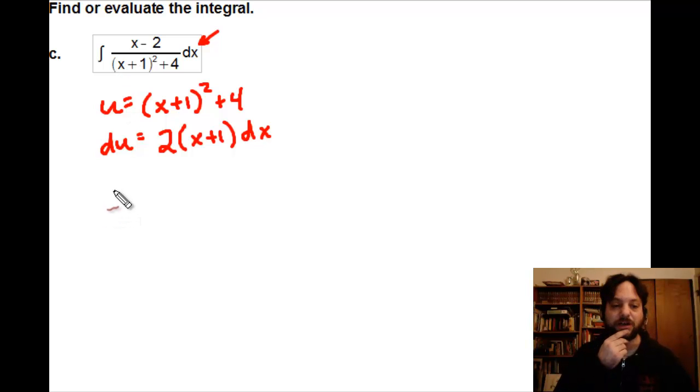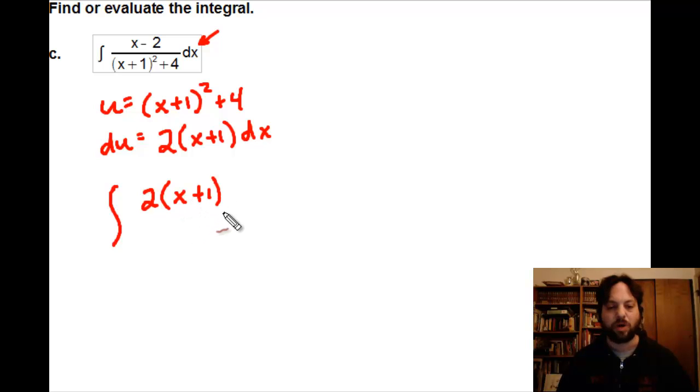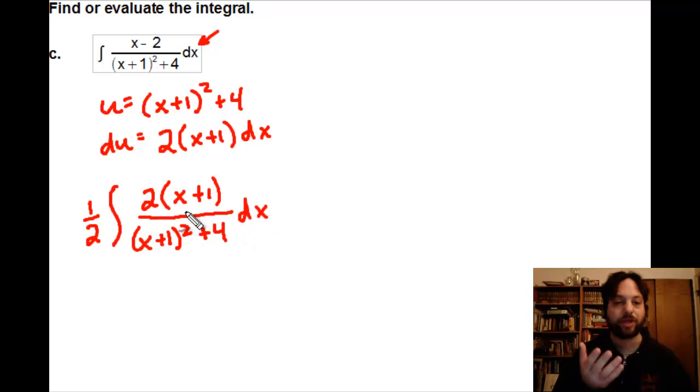In fact, let's see how this would look. If I do want to multiply by 2 on the top, so I want to have 2 and then quantity x plus 1, well, of course, to do that, I would need to multiply by 1/2 on the outside. That will bring harmony back to this integral, and I'll keep the bottom as it is. So there we go.